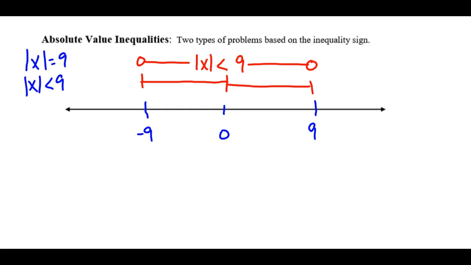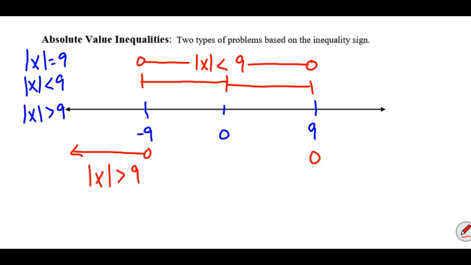So what about the possibility that the absolute value of x is greater than 9? Well, the distance bigger than 9 is in this direction. So this would be the absolute value of x is greater than 9. But what about these values over here on this side? Again, for example, 10 is greater than 9. These distances would be 10 from 0. So this is also the absolute value of x is greater than 9.